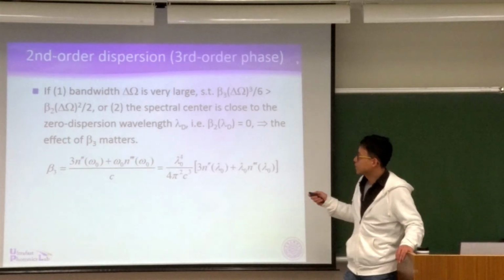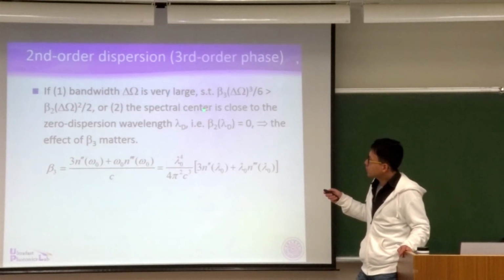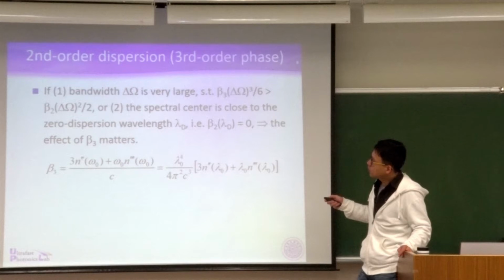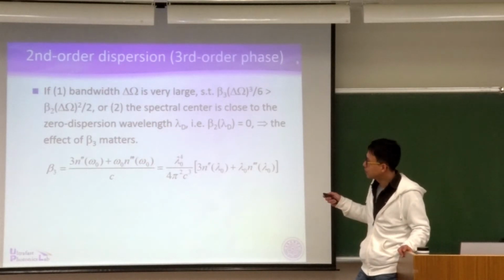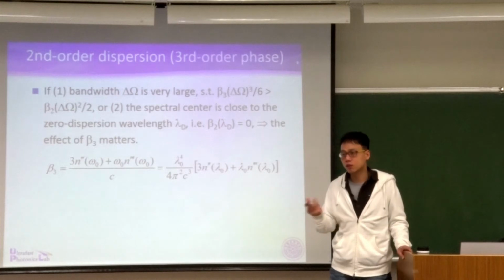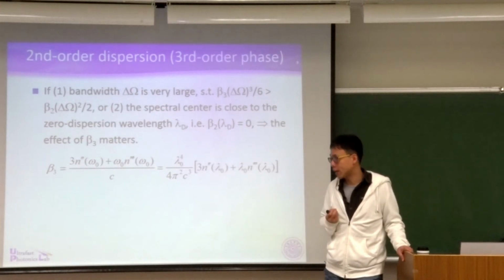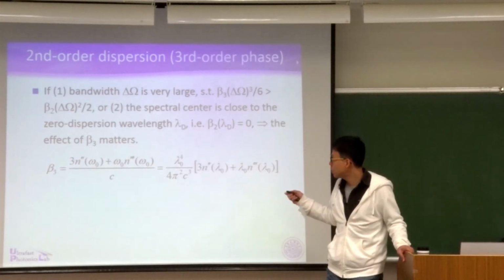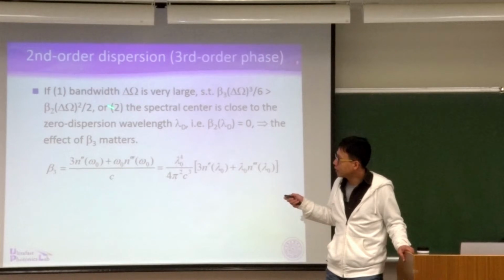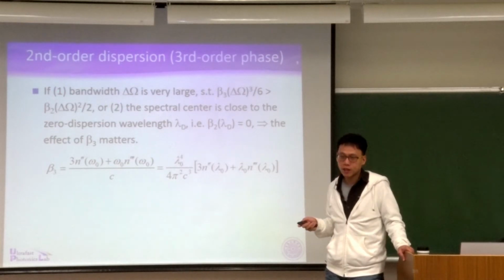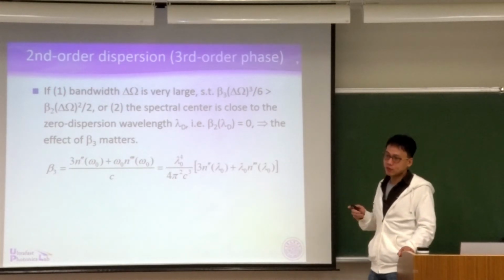A second case, if your spectral center is close to the zero dispersion wavelength. What is the zero dispersion wavelength? It's a very special wavelength where the corresponding beta 2 is 0. If you take BK7 as an example, this is 1322 nanometers, as I showed you on the last page. Either way, whether case 1 or case 2 happens, cubic phase is important.